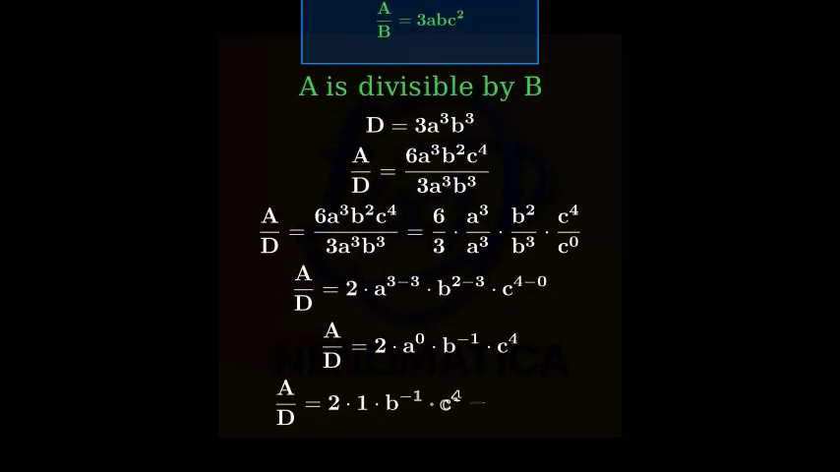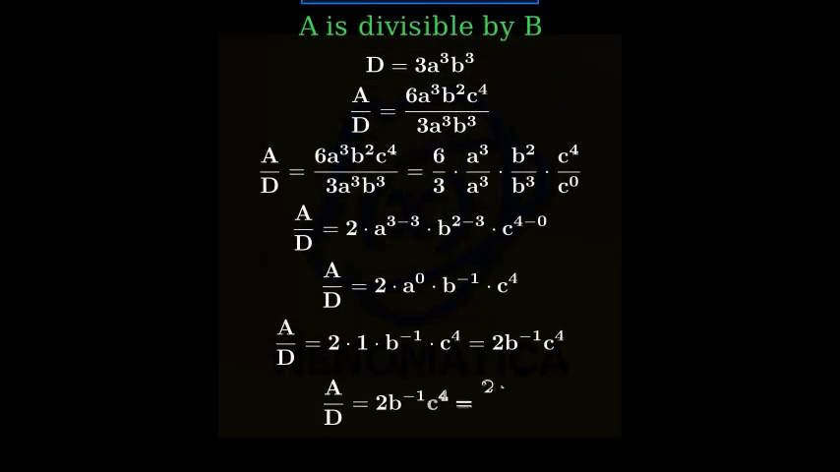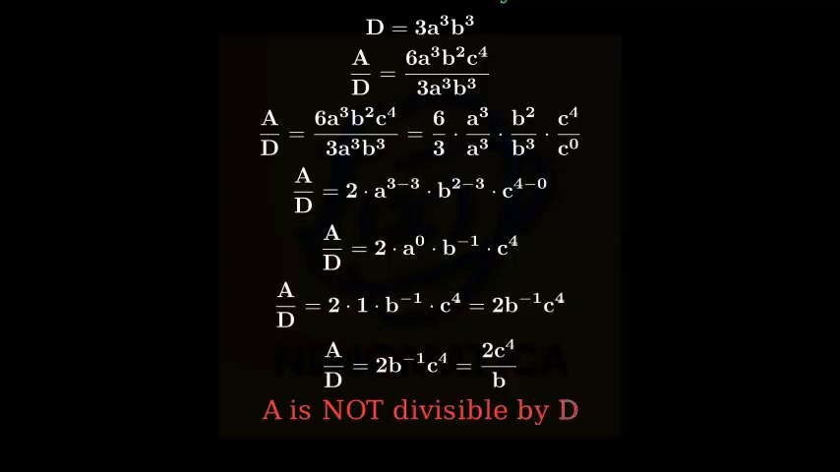For the variable c, we have c to the fourth power divided by c to the power of 0, since c doesn't appear in D, which gives us c to the fourth power. So, A divided by D equals 2 times b to the power of negative 1 times c to the fourth power, which simplifies to 2c to the fourth power divided by b. Since we have a negative exponent in our result, A is not divisible by D.